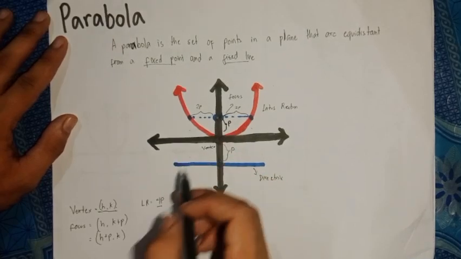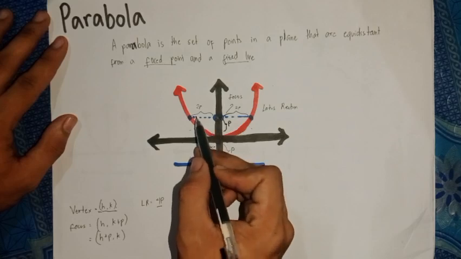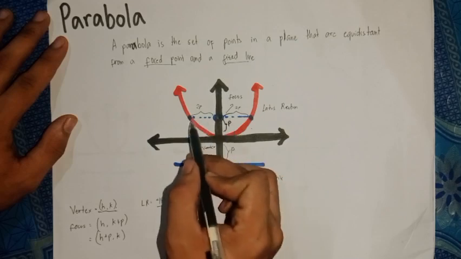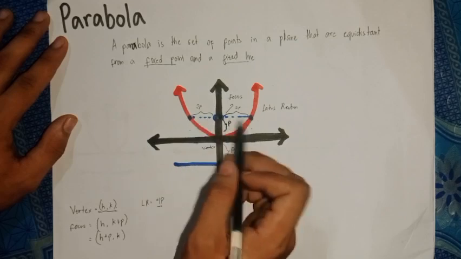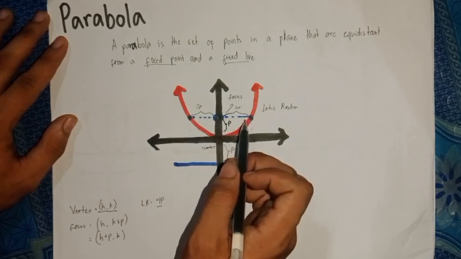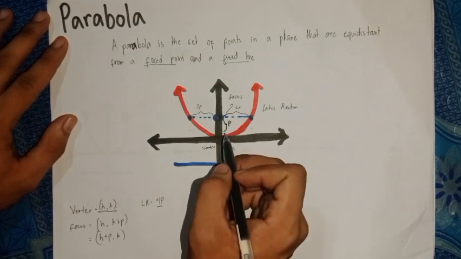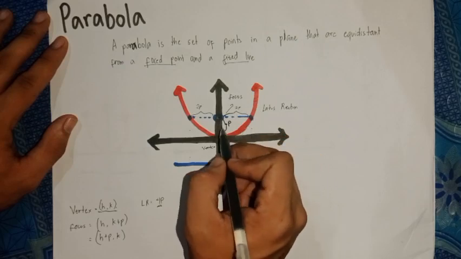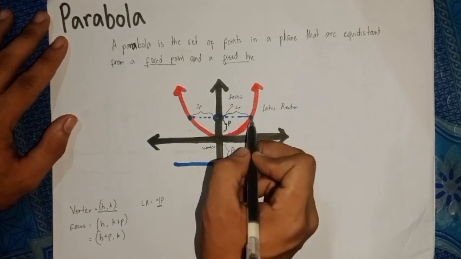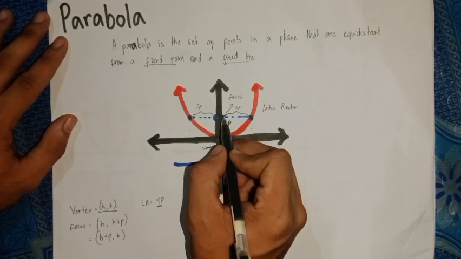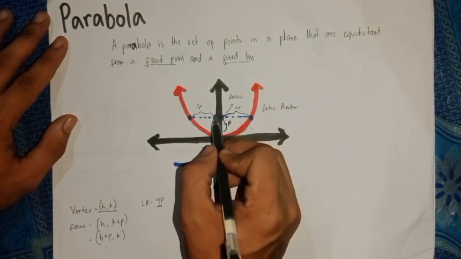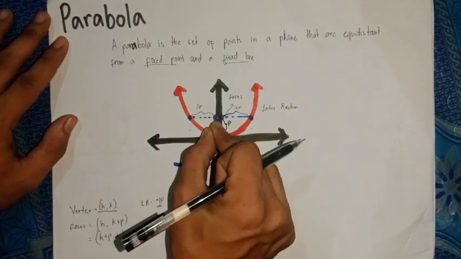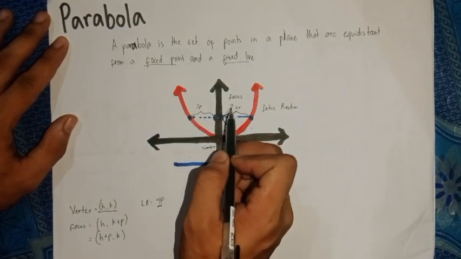And the chord through the focus parallel to the directrix is what we call the latus rectum. The latus rectum is equal to 4p, since the distance from this point to our focus is equal to 2p, and it is the same to the other side since the set of points are equidistant to our focus. So we have 2p plus 2p, which is 4p.